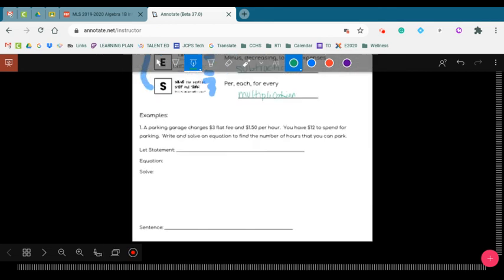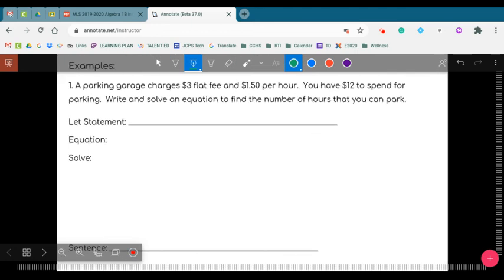Okay, we're going to go through the first word problem. We're going to read it once. Then we're going to go through, circle the numbers, underline keywords. So, a parking garage charges a $3 flat fee and $1.50 per hour. You have $12 to spend for parking. Write and solve an equation to find the number of hours that you can park.